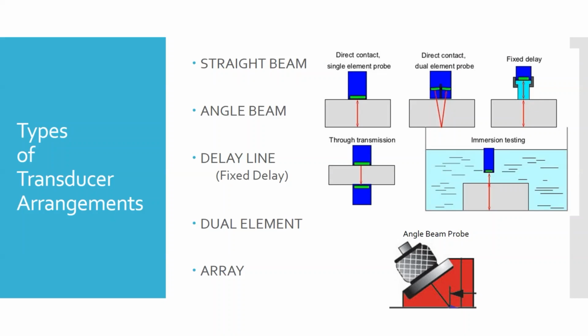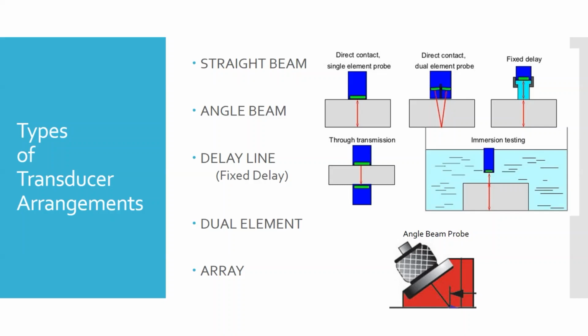Fixed delay, also known as a delay line probe, is over here on the right. It's essentially another form of single element probe, but it has a plastic, a known acoustic material, in front of the probe. Remember, we have that dead zone right in front of the surface of the probe. Now your dead zone is up in this delay block on the fixed delay, so it's better at finding near surface flaws. And we do have some delay line probes if you want to try that.